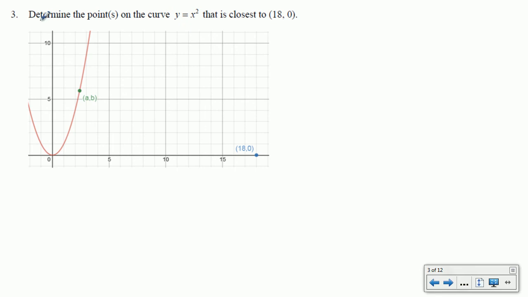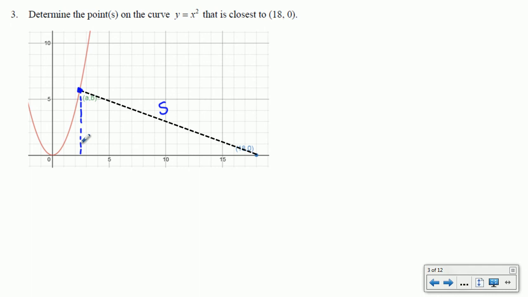Number 3, we need to determine the point or points on the curve y equals x squared that is closest to (18, 0). So I've already drawn a diagram here. We have the parabola y equals x squared. We need to find some point (a, b) that lives on the parabola that minimizes this straight line distance. So we can go ahead and call this straight line distance S and see what we can do to express it in terms of a and b.